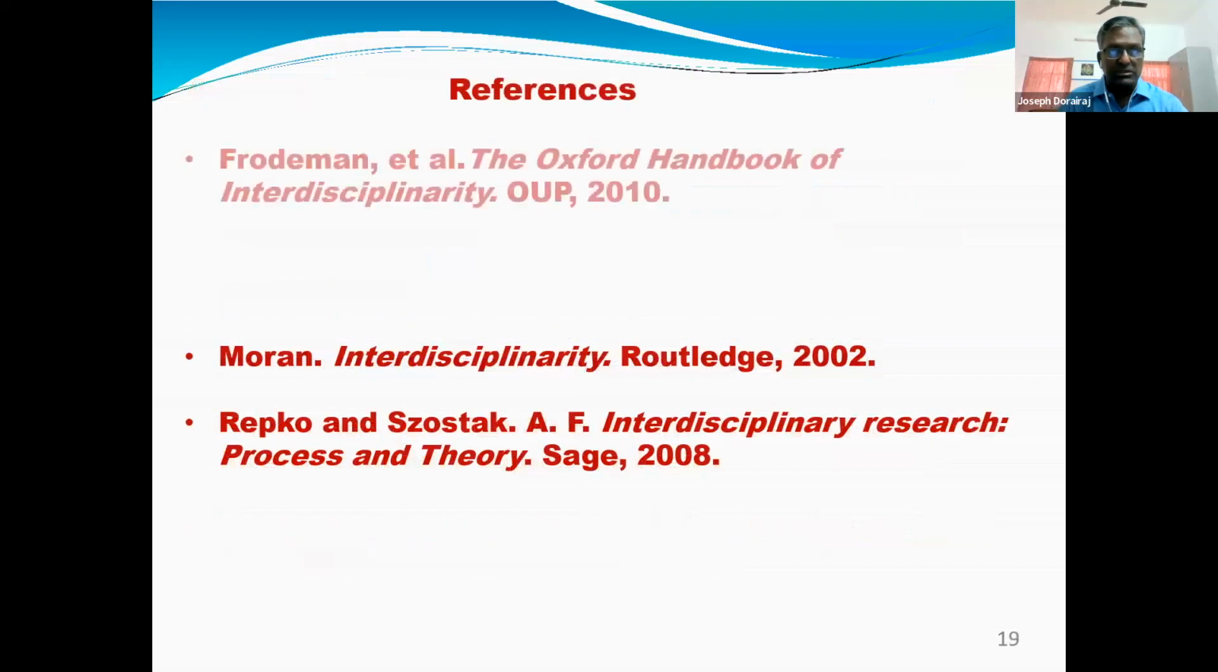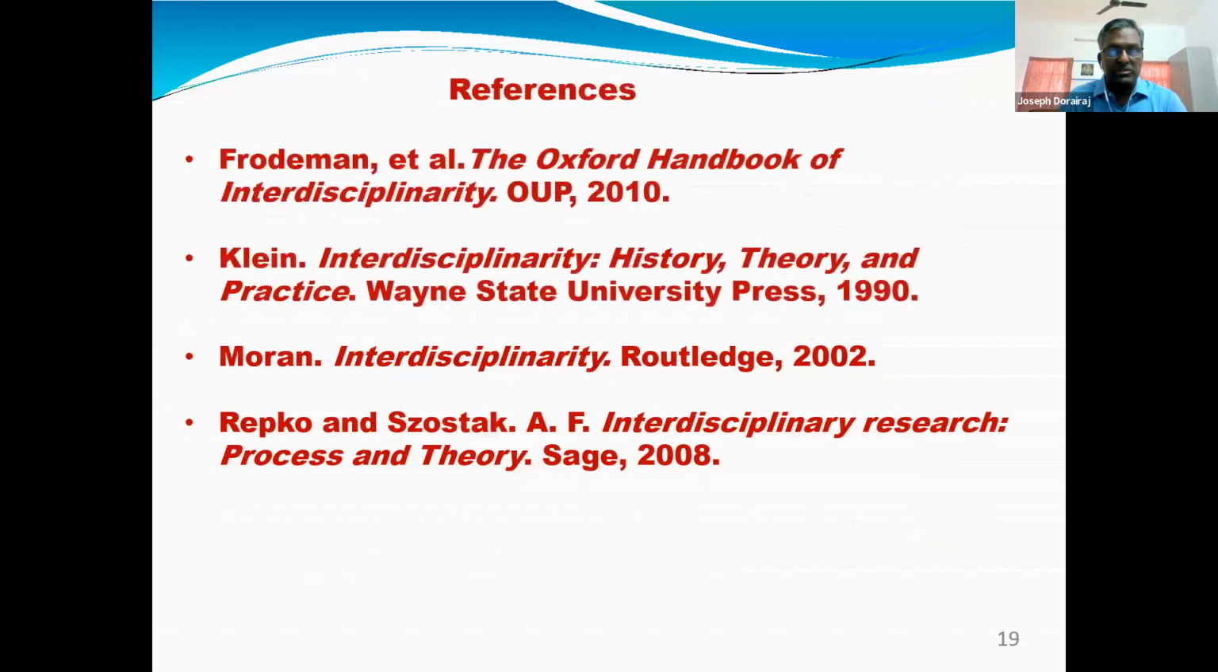I would also suggest a few references. I would like to suggest 4 books. The first book is an edited volume, an edited anthology published by the Oxford University Press, titled The Oxford Handbook of Interdisciplinarity. There are various essays on interdisciplinarity written from diverse points of view, from economics, from sciences, from English, from arts. So you can pick and choose.